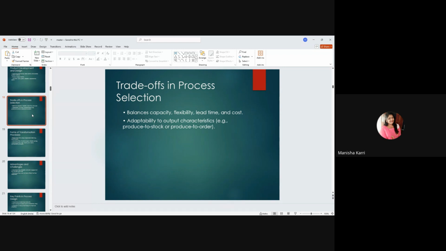And coming to flexibility, how easily the process can be adapted to different types of products or changes in the demand. A highly flexible process can handle changes easily, but may produce at a higher cost or slower speed. Lead time, the time it takes from starting production to delivering the product, is nothing but lead time. Here, shorter lead times can meet customer demand very quickly, but may need more resources or higher costs. Coming to cost, it is the expense of setting up and running the production processes.